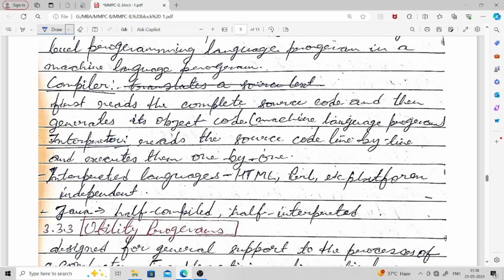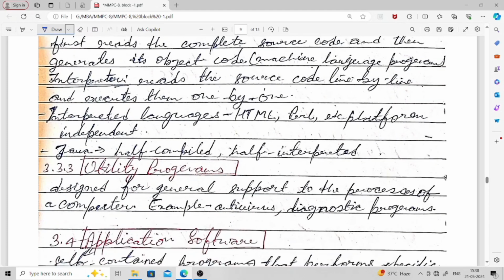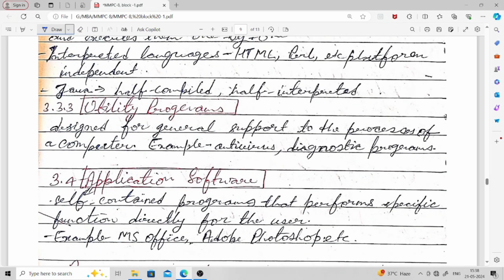Then interpreted languages. Here, HTML, Perl, etc. are interpreted languages. Interpreted languages are platform independent. Java is half compiled, half interpreted. Okay, Java is a half compiled and half interpreted programming language.